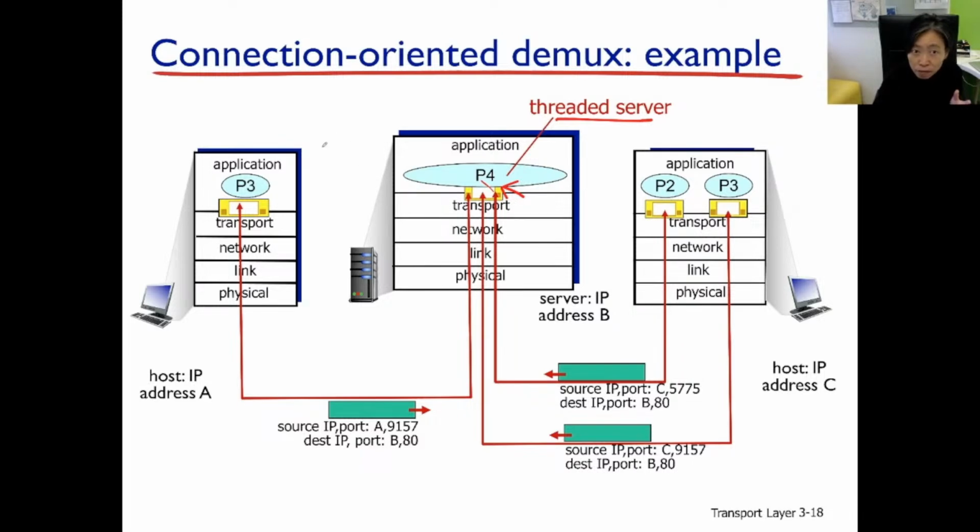This type of connection-oriented demux is TCP, but here it only looks at the destination port number and the destination IP address. Therefore, the message coming in this way, source being A, source port number 9157, and this one here, source being C, with a different port number, will all be accepted by the listening socket here.